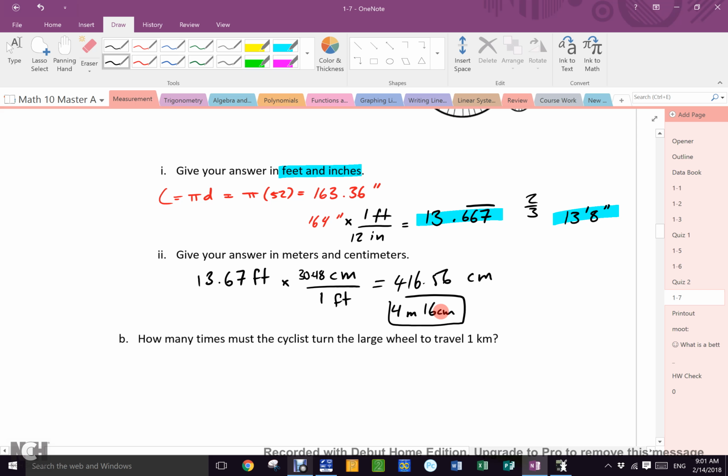Now, how many times does he have to turn the large wheel to go a kilometer? Well, if one turn is 4.16 meters, how long is a kilometer? 1,000. What math do I have to do with 1,000 and 4.16? 1,000 divided by 4.16, and what do I get? 240.38. So if I want to go a kilometer, I got to make sure I turn that wheel 241 times.